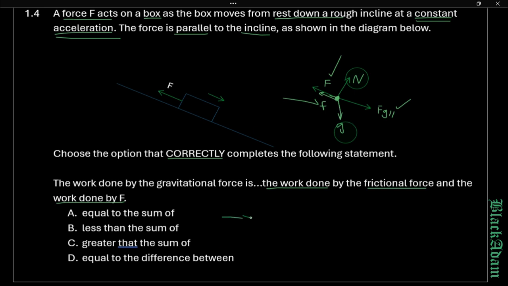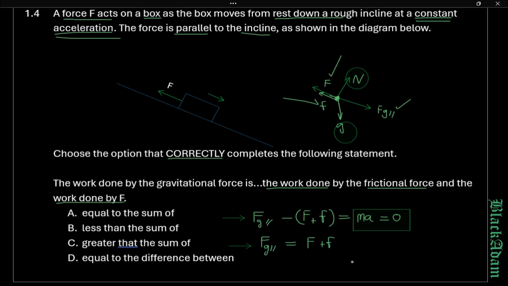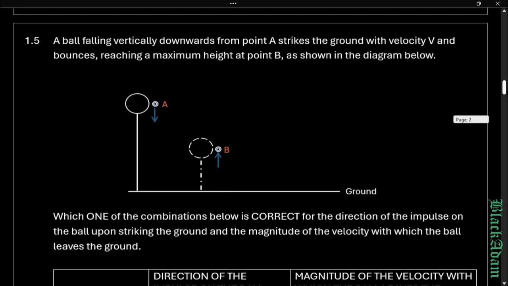Acceleration is constant, so Fg parallel minus the two forces, the applied force and friction, is equal to ma, but we know ma is 0. That means Fg parallel is going to be the force plus friction. So that's it. Looking at our options, it's the sum. So that's our answer A. A is our best option so far. We move on to 1.5.